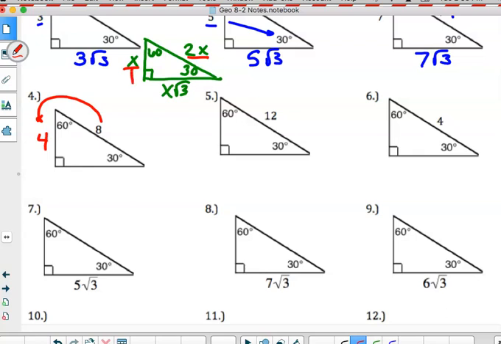The short leg times the square root of 3 is the longer leg. Well, what's the short leg if it's 12? Go, finish out the other two. The pattern's the same. Cut the 12 in half, I get 6. And the longer leg is 6 the square root of 3.